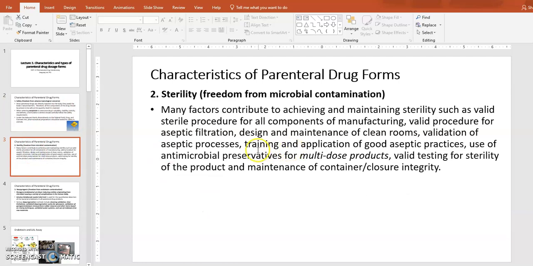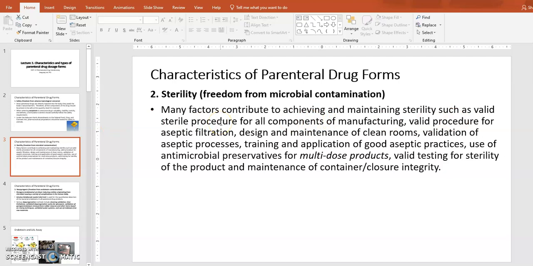Number two characteristic would be sterility. Since it's injected into the human body, your drug should be free from any microbial contamination or contaminants. So it should be sterile. That's what it means. So your manufacturing process should be a very clean and sterile procedure.